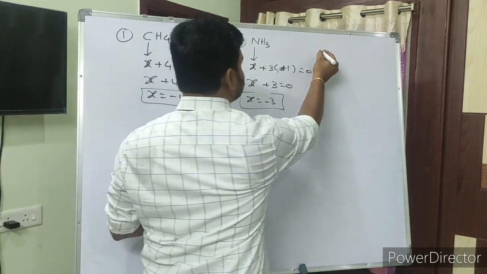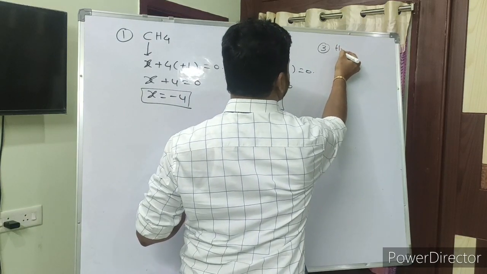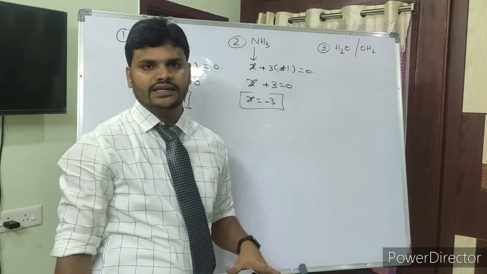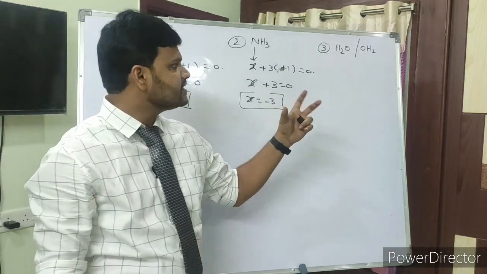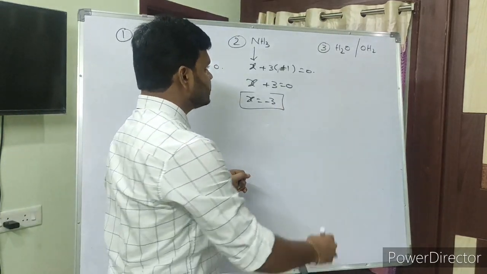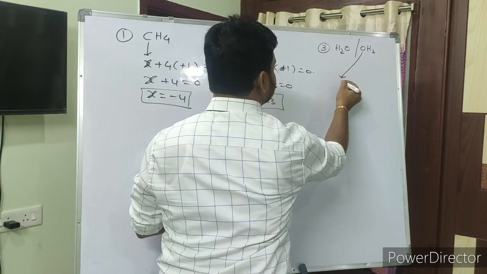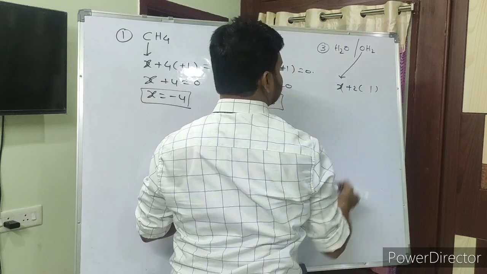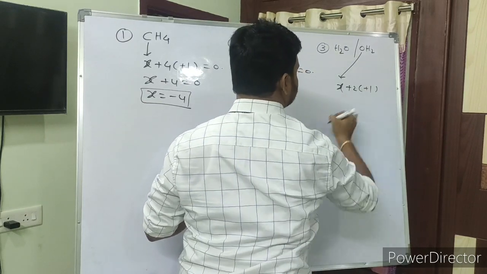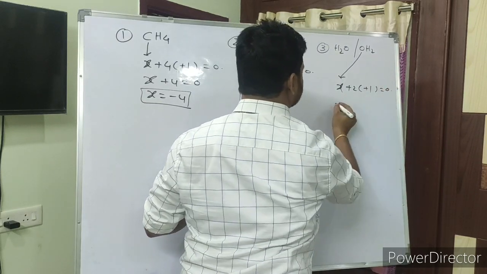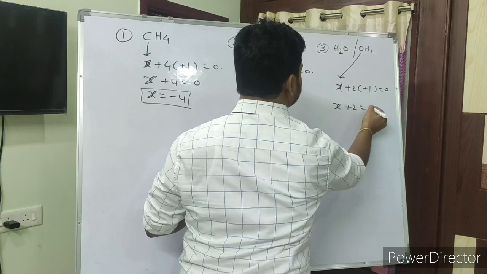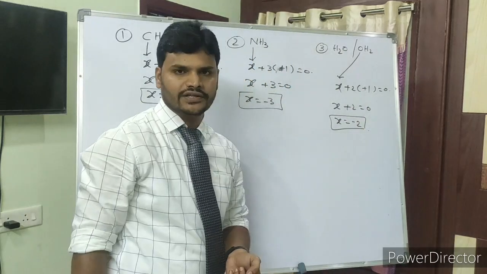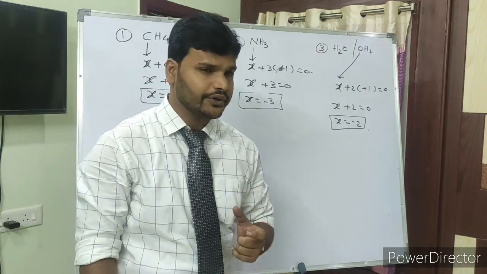Next, one more example, H2O. You can write it like this also, no problem, OH2. So here the central atom is oxygen. What is the oxygen oxidation state? Same procedure. Oxygen, let us take x, plus 2 into hydrogen valency 1. What is the value here? Positive. Equal to 0. Then x plus 2 equal to 0, x equal to -2. Clear now students?